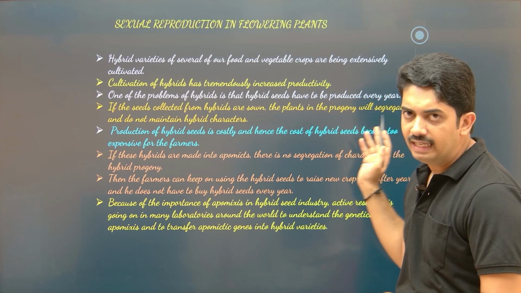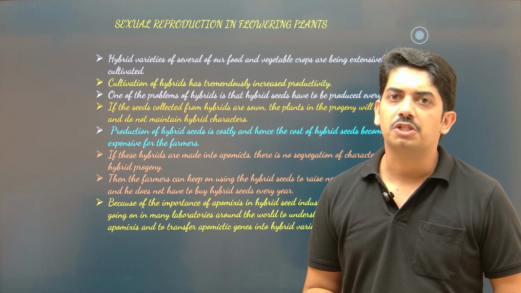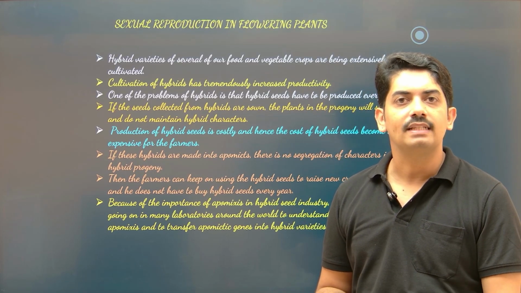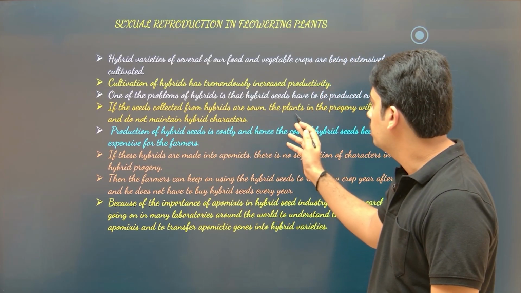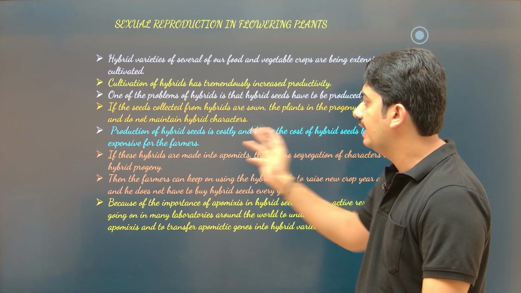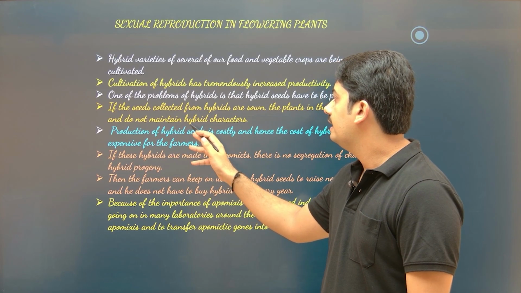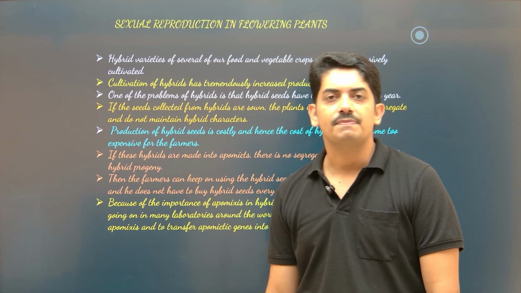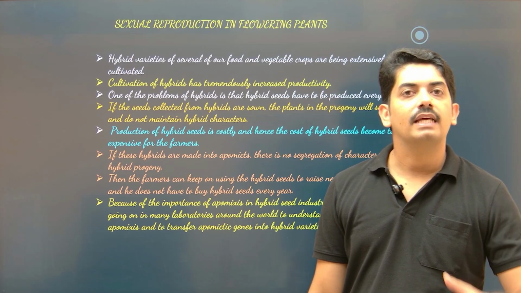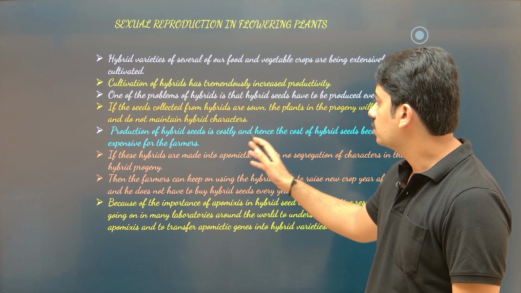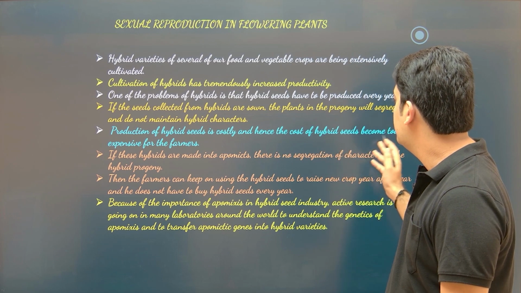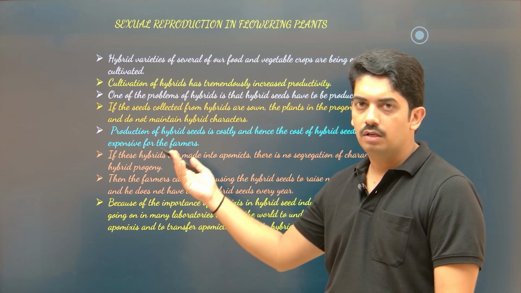So in order to overcome this problem, one of the problems of hybrids is that hybrid seeds have to be produced every year. Because of cross-pollination, in the next year itself, it loses its hybrid vigor. If the seed collected from the hybrids are sown, the plants in the progeny will segregate and do not maintain the hybrid character. Because of segregation, what happens? The hybrid character cannot be retained. Production of hybrid seeds is costly, and hence the cost of hybrid seed becomes too expensive for farmers, as I said.